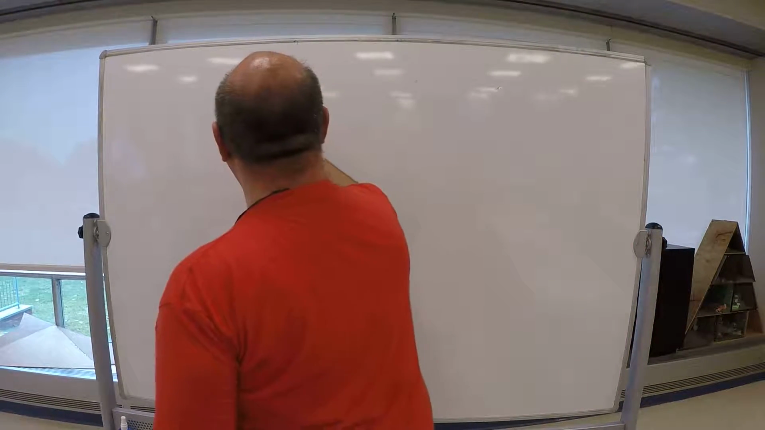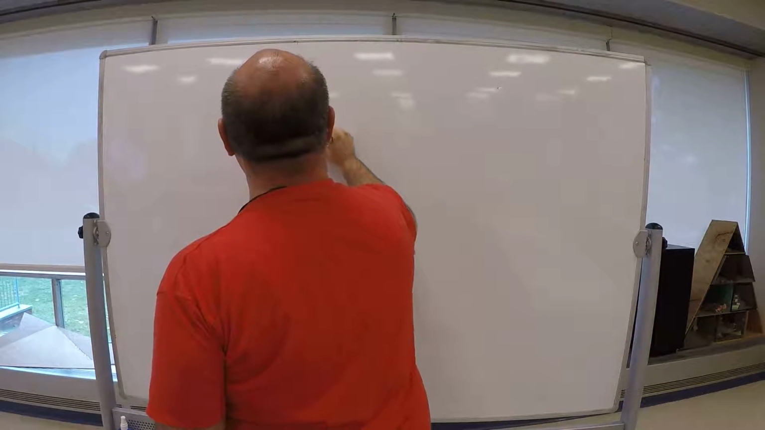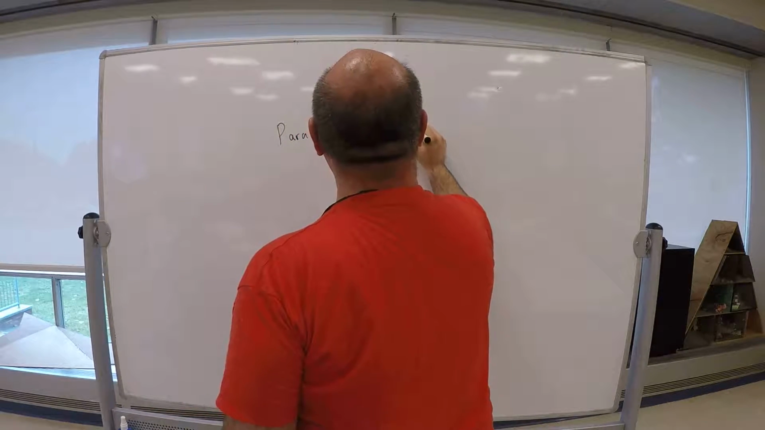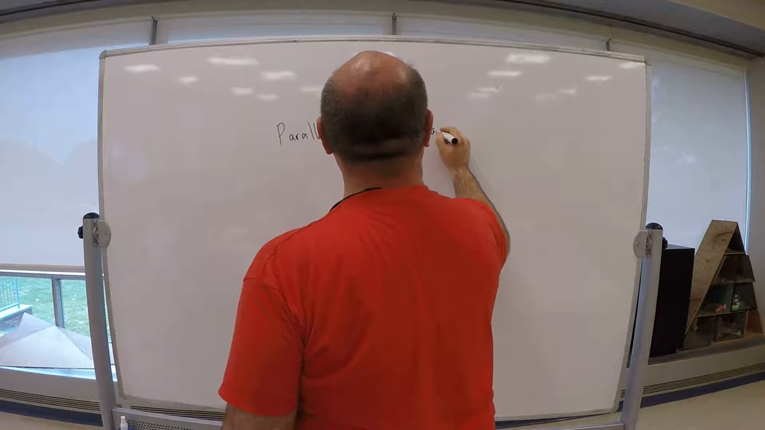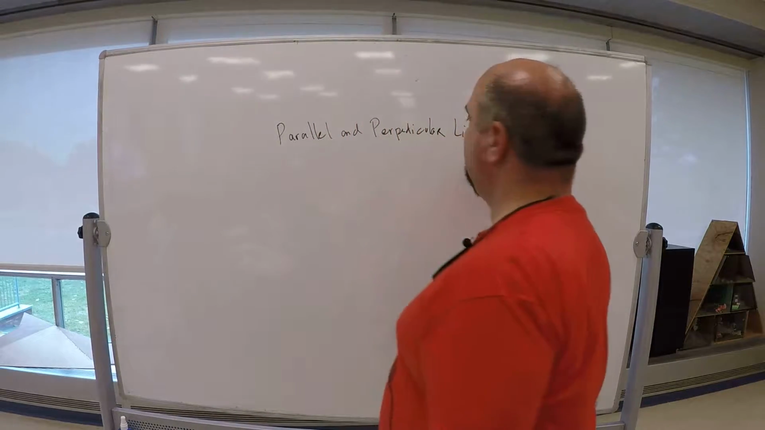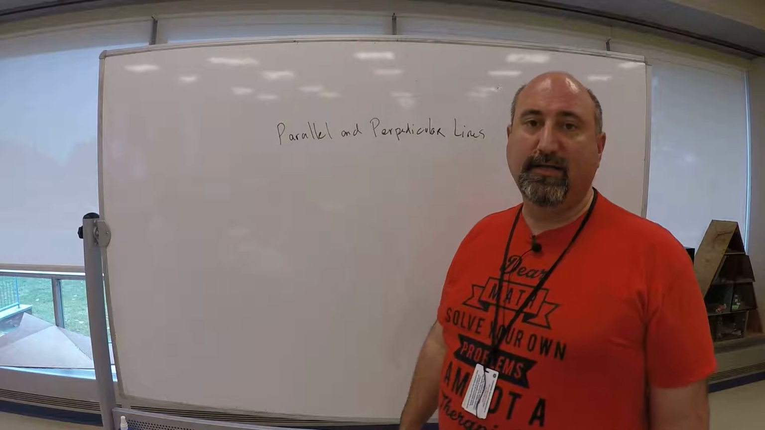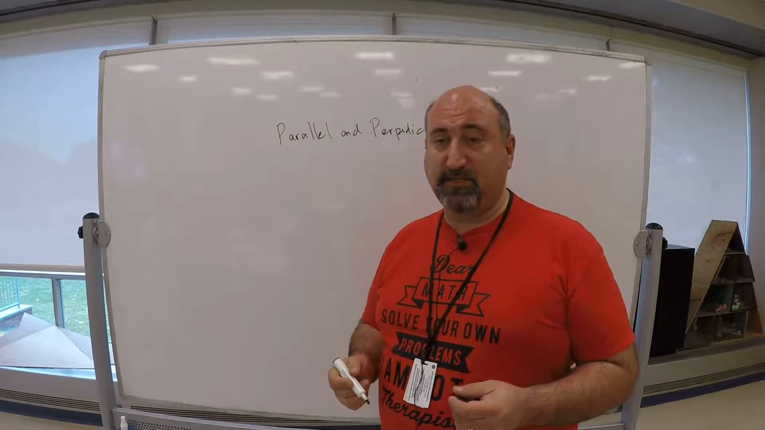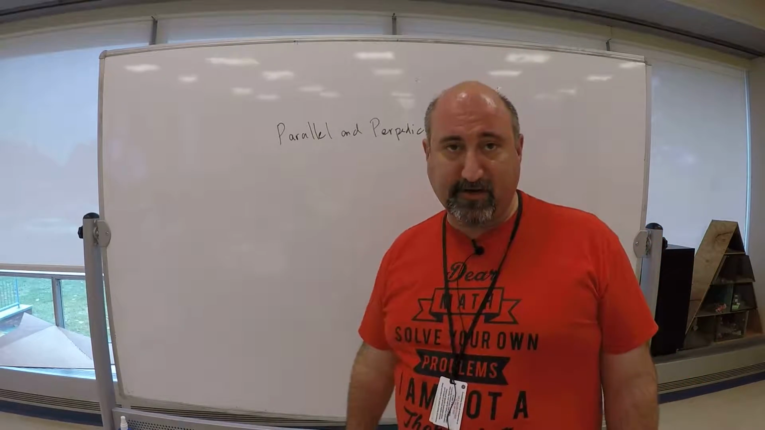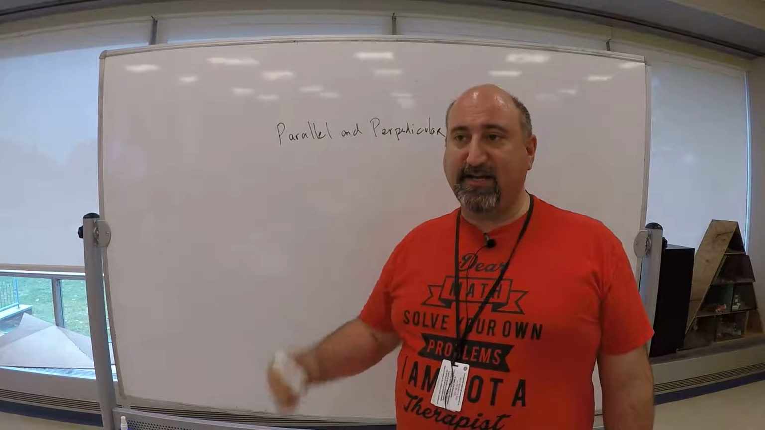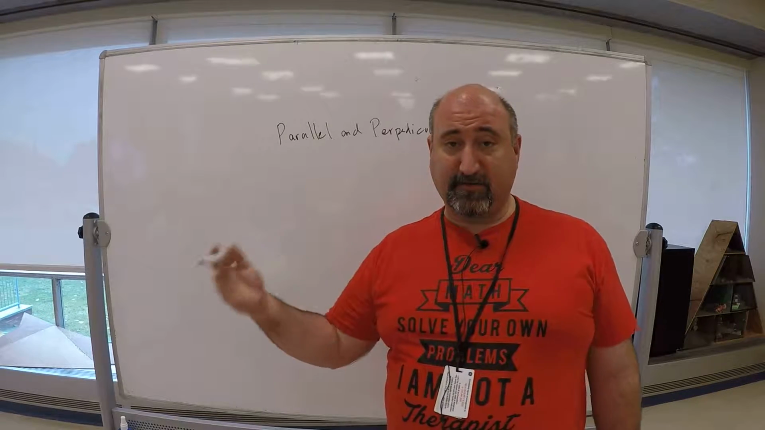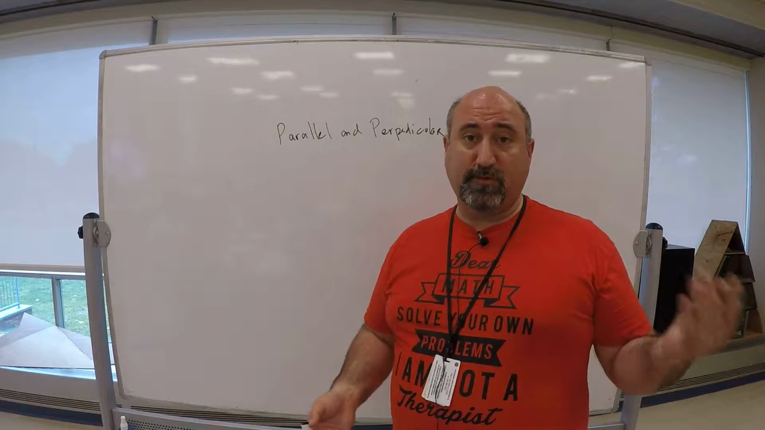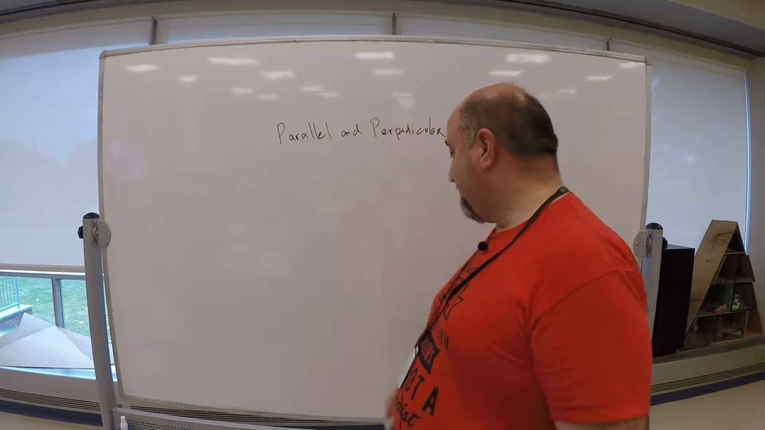All right, today we're going to be talking about parallel and perpendicular lines. And in particular, we're going to be talking about the angles that are formed by parallel and perpendicular lines and their relationships to each other. There's a lot of vocabulary in this section, so a lot of it's just about identifying the names of different pairs of angles and then remembering which pair may be equal, which pair might be supplementary, that kind of thing.